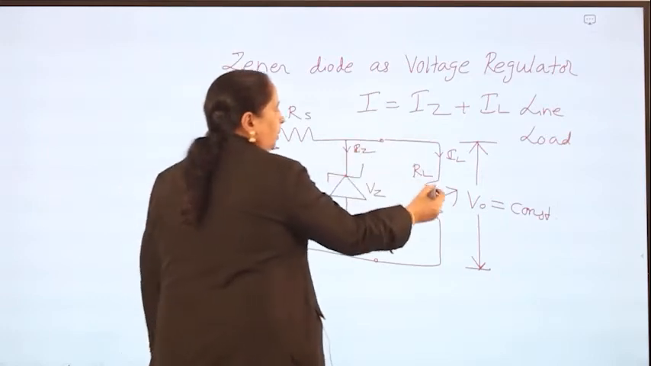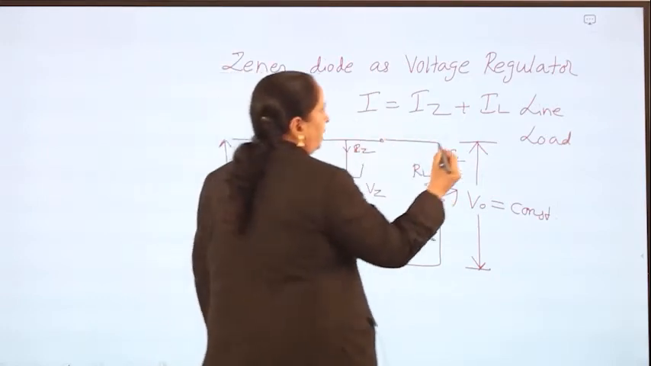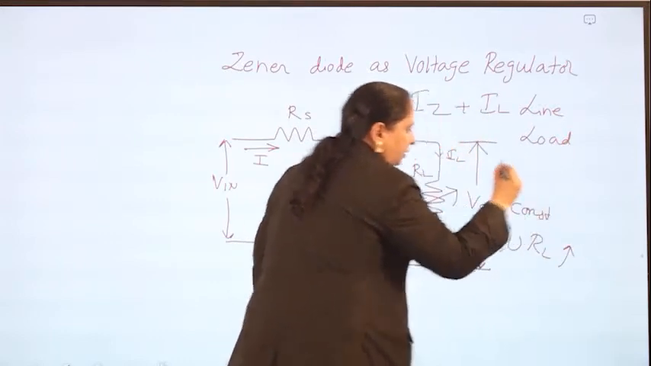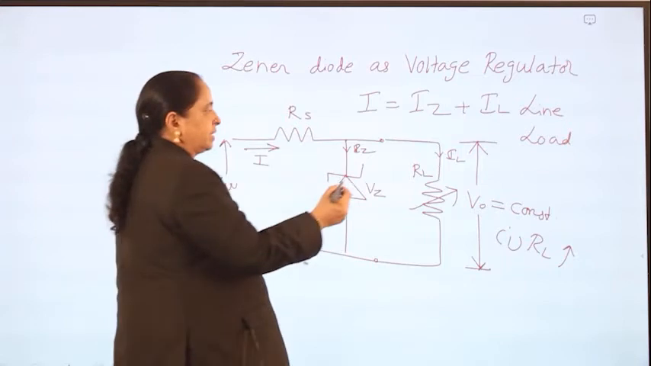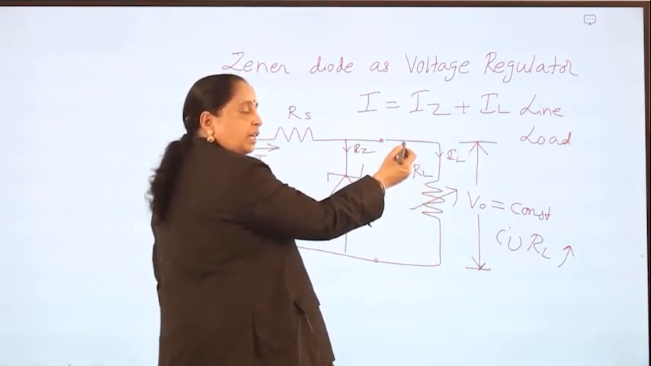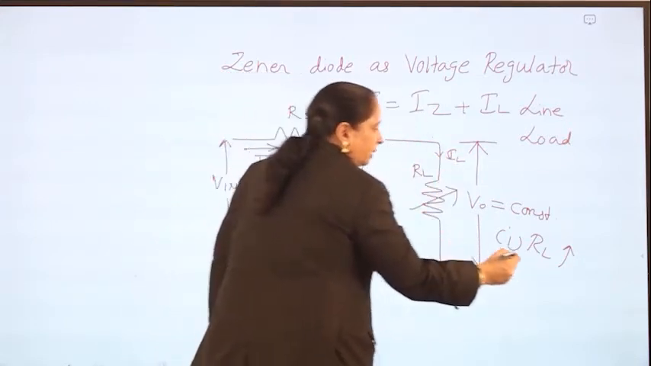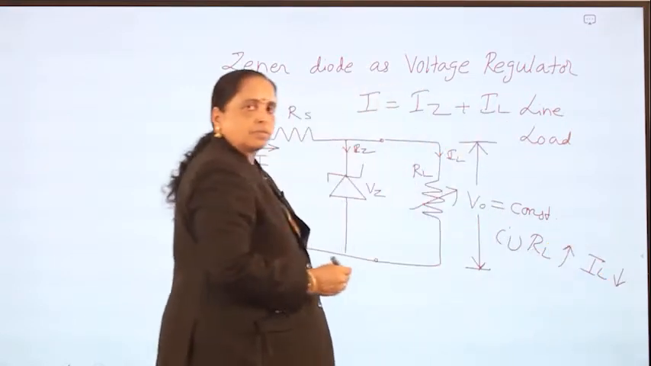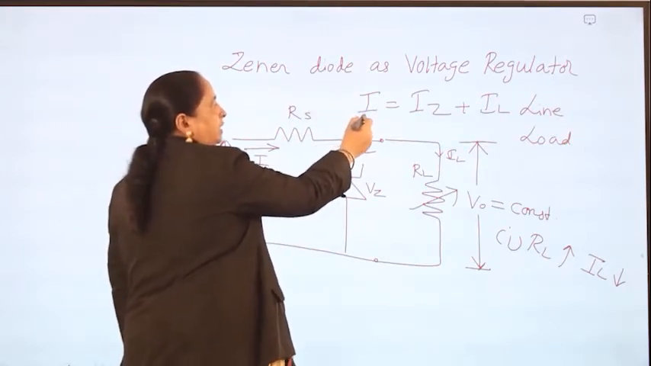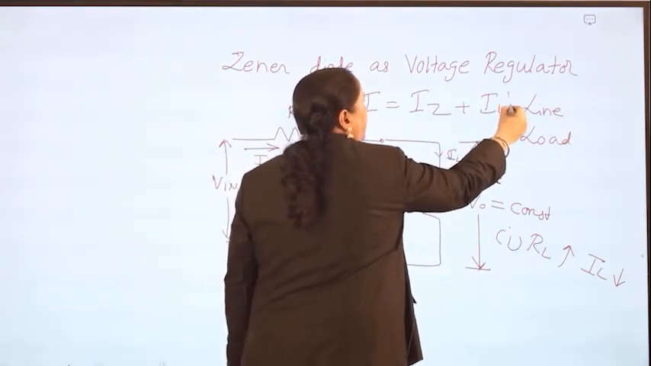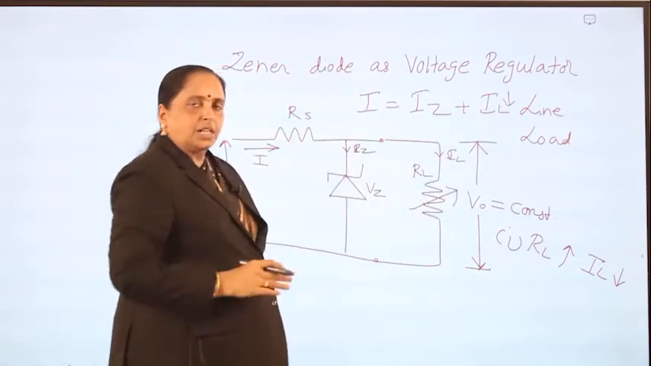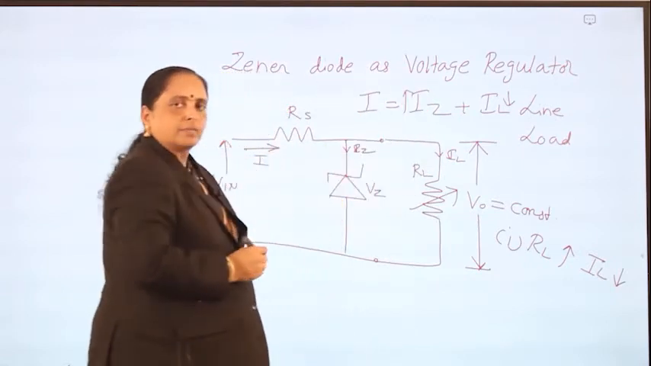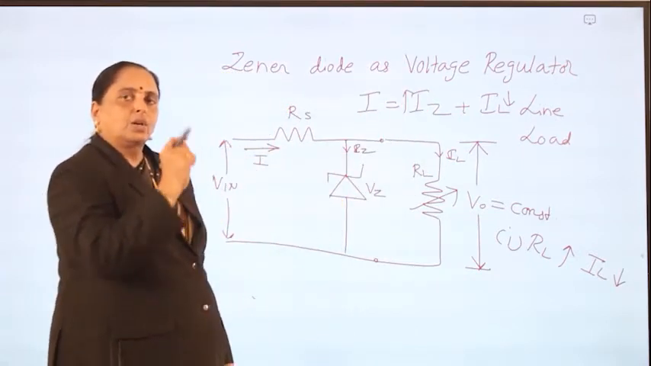Whenever the load resistance changes, let us take the first case when RL is maximum. If the load resistance increases, what will happen according to Ohm's law? IL will decrease. So when RL increases, IL should decrease, isn't it? IL is decreasing. To maintain I constant, what should be done for the zener current? Zener current should rise. That is known as load regulation.